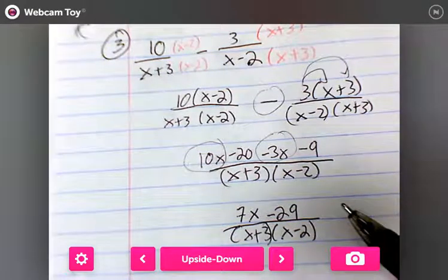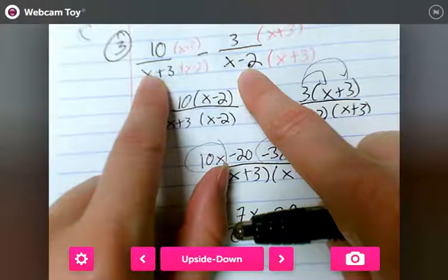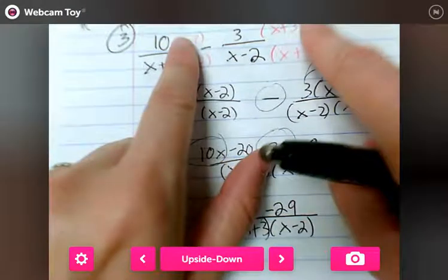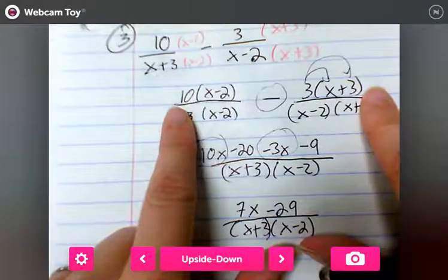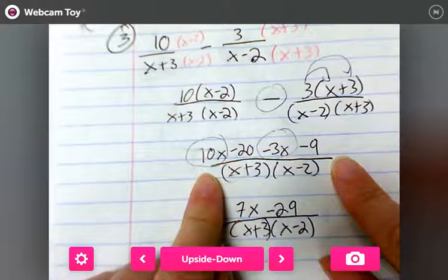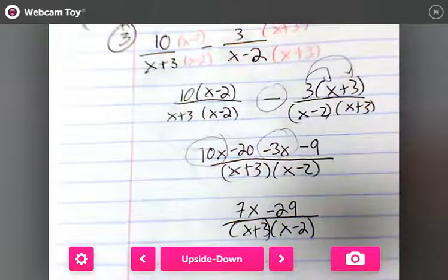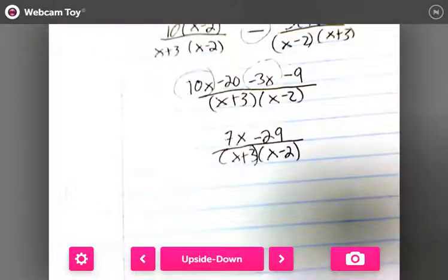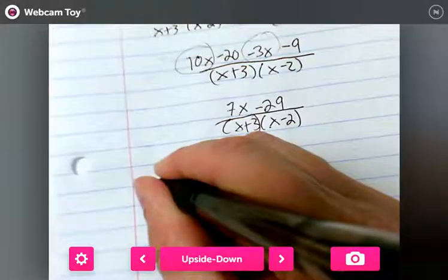So there was nothing these had in common, so we had to multiply it by each other. Once we multiplied it, we distributed everything we could. Then we subtracted, combining like terms. Okay. Now we're going to go to another one. Let's try this.